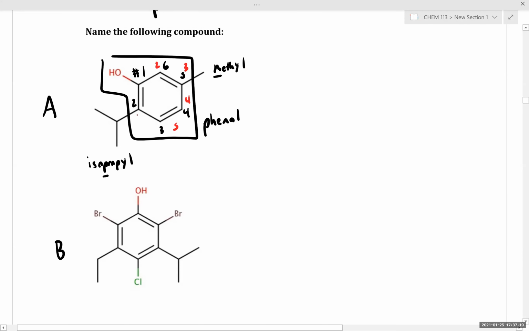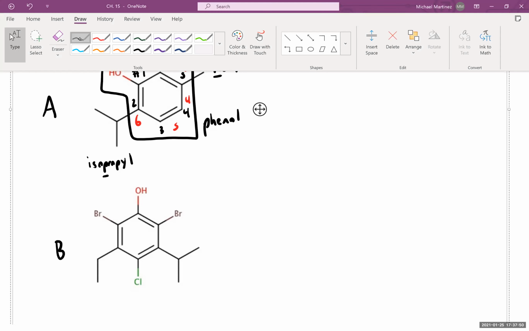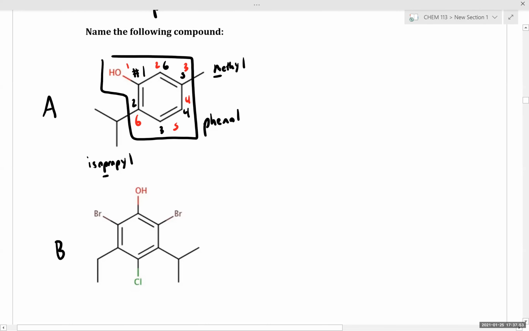And my question to all of you is, which of these numbering methods gives you the smallest possible numbers? Red or black? What does the class think? Which of these numbering methods gives us the smallest possible numbers? In black, right? Because we have our first locant number as 2 rather than 3.